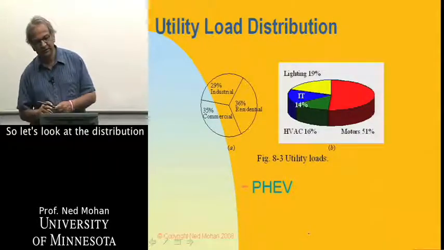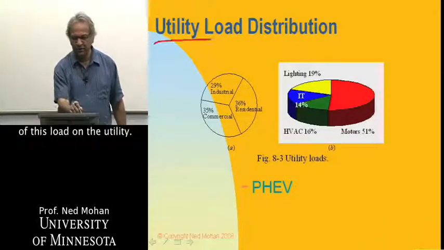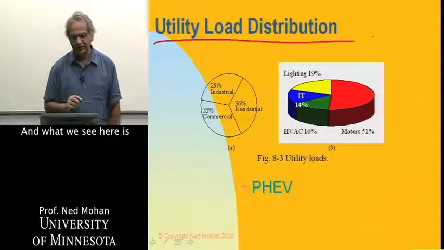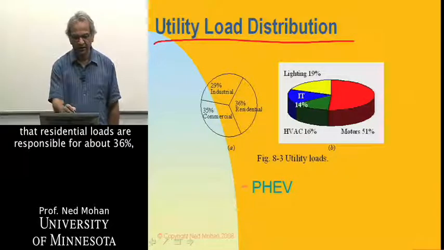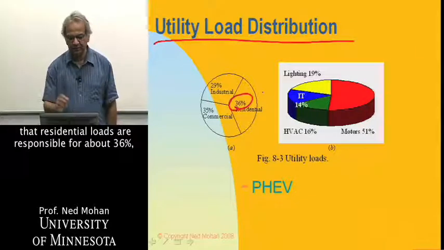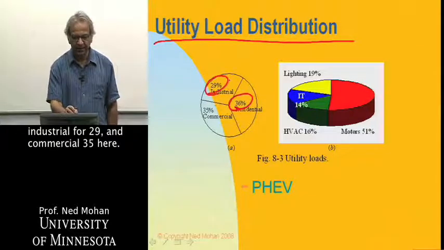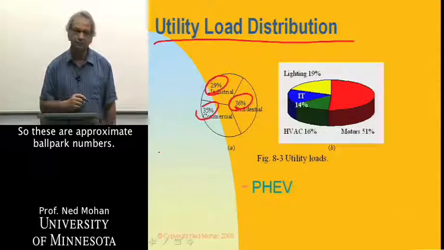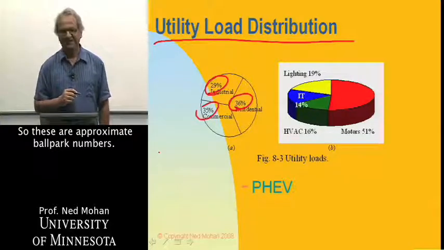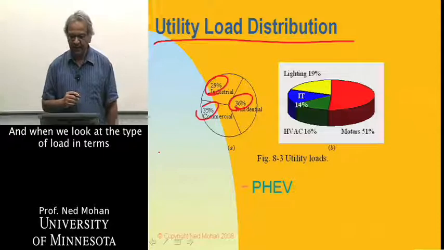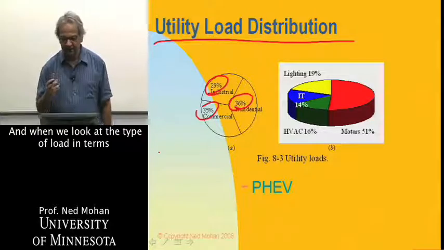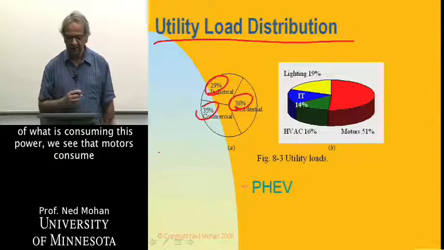So let's look at the distribution of this load on the utility. What we see here is that residential load corresponds to about 36%, industrial 29%, and commercial 35%. So these are approximate ballpark numbers, okay?